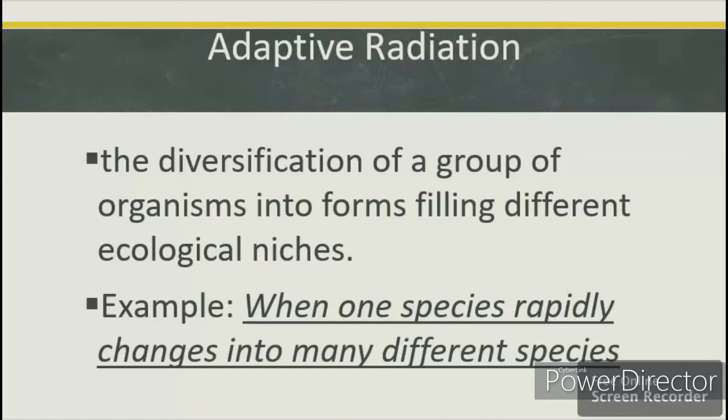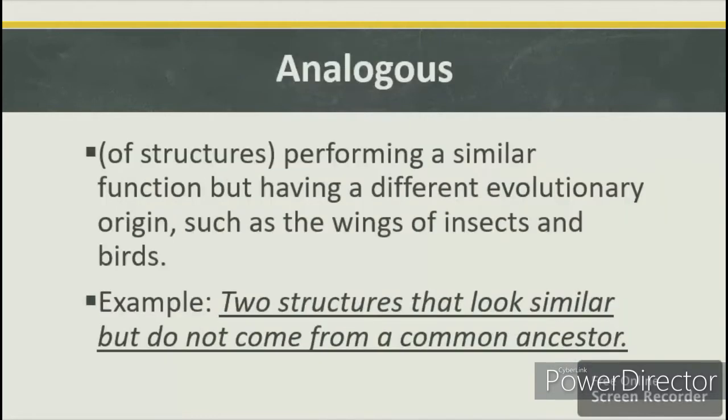So for the next one, it's adaptive radiation. It's almost like adaptation, but in adaptive radiation, there is the diversification of a group of organisms into forms filling different ecological niches. An example for that is when one species rapidly changes into many different species. So that is called adaptive radiation.